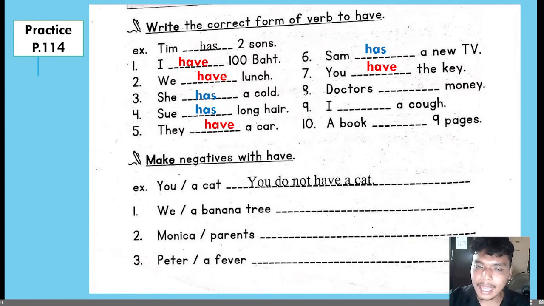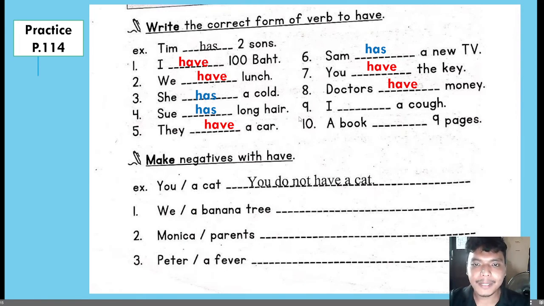Number 8. Teacher move to doctors. Look at this. Doctors. We have many doctors. So we use have. Doctors have money. Okay. Everybody write down.